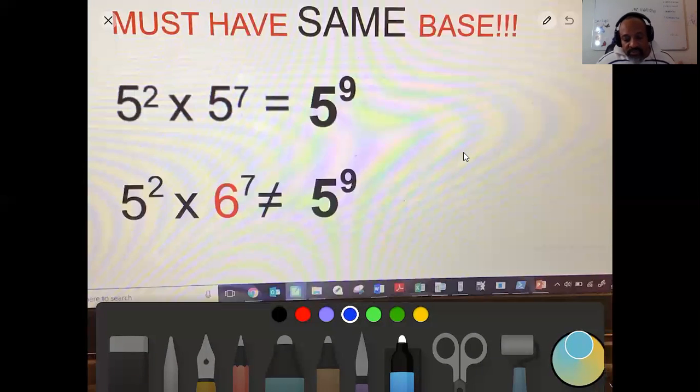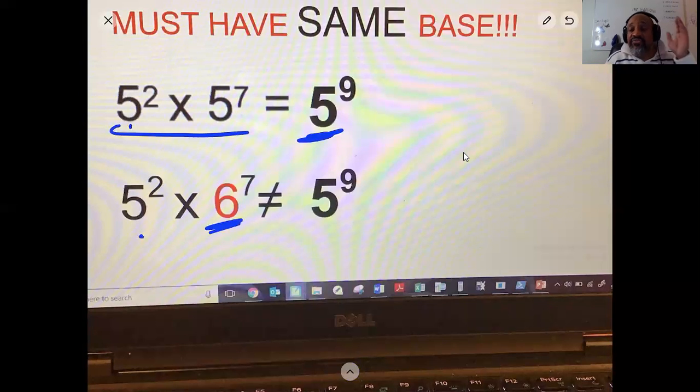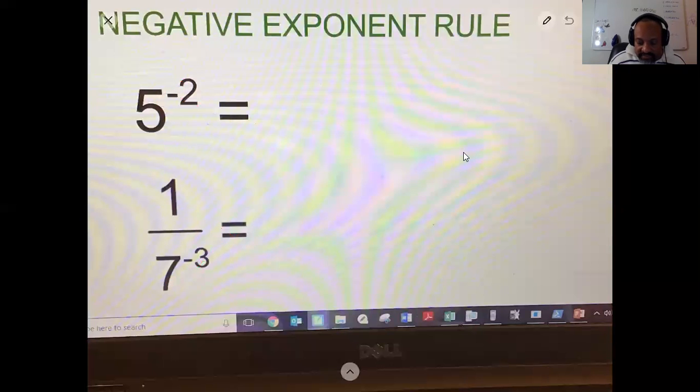All right, now, two more rules. But before I do that, make sure you can only multiply things that have the same base, all right? They have to have the same base. This doesn't work. If you have a different base, you can't use the exponent rule. They have to have the same base. That's true for the product and the quotient rule.